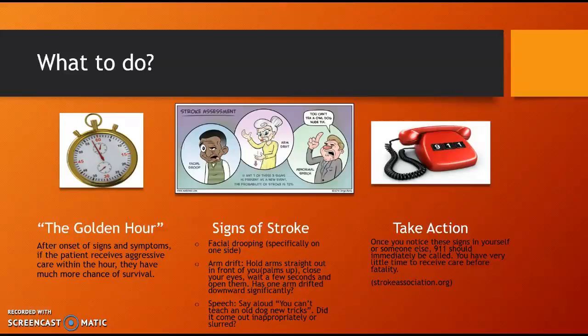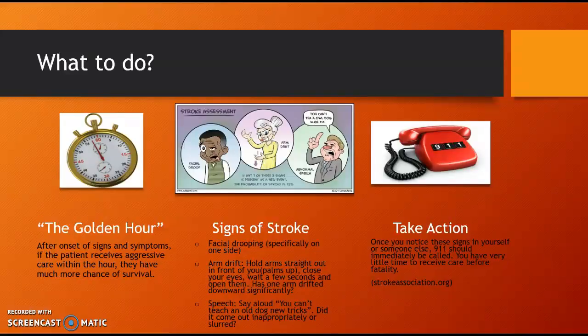We talked about the brain cells dying before: 2 million brain cells a minute. So you've got 60 minutes. I mean, that's just incredible, the amount of brain cells lost within the first hour. The signs of a stroke. It would be amazing if more people were educated on this.